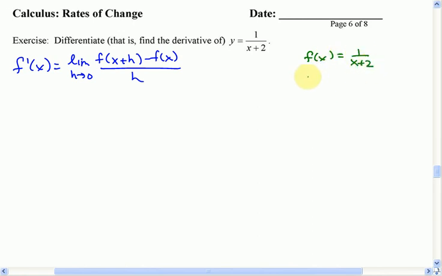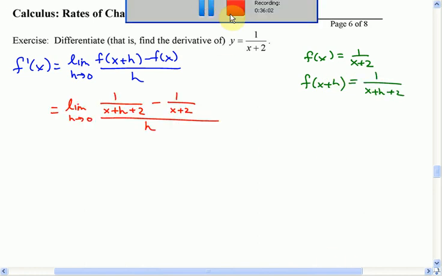Wait, so are we having a calculus assignment? All right. Finish this on your own. Just watch me do the algebra.